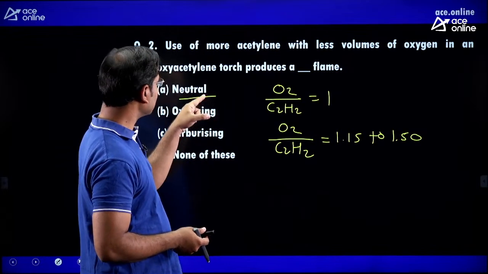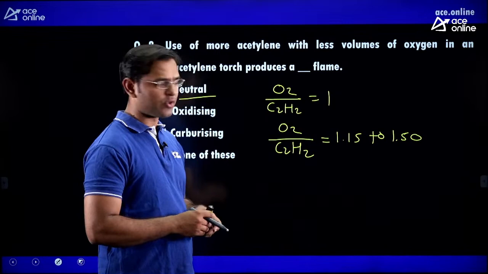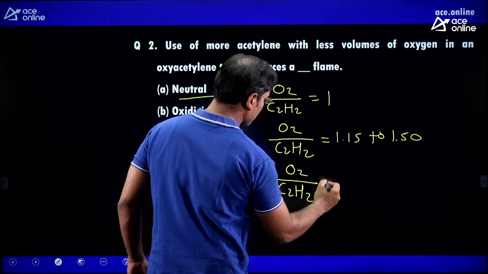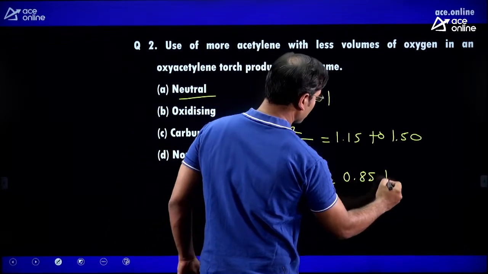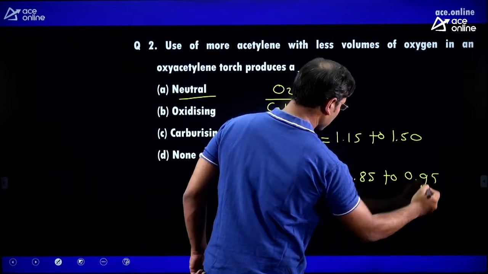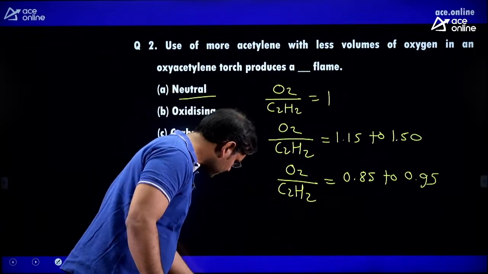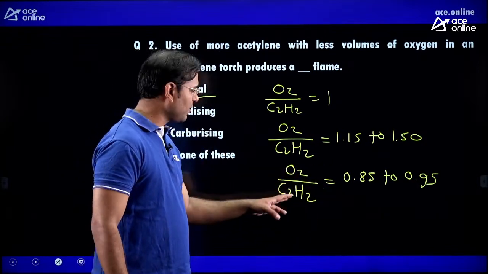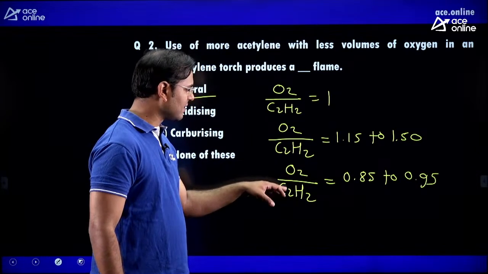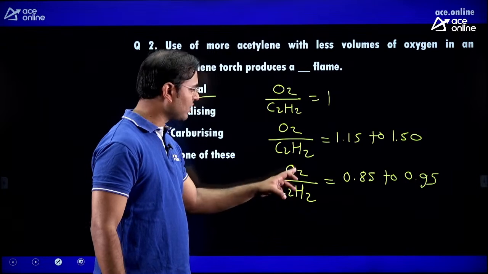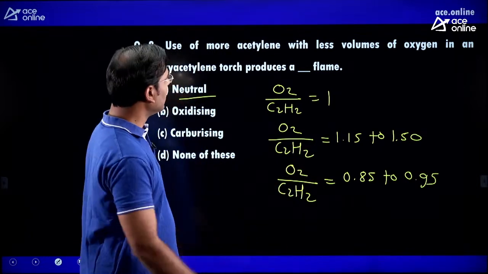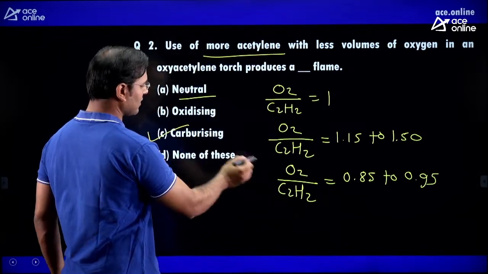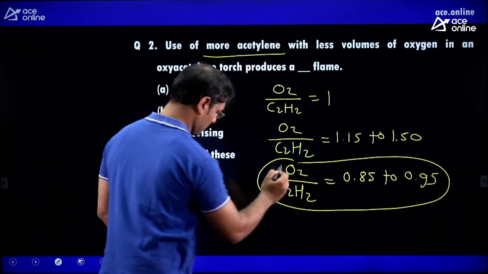But here they are telling more acetylene with less oxygen, so we obtain the ratio O2 to C2H2 equal to 0.85 to 0.95. Here you can see that oxygen is 0.85 to 0.95 of acetylene, meaning oxygen is less and acetylene is more. If the acetylene is 1, then oxygen is 0.85 to 0.95. This question is asking the same, more acetylene, and it happens in the carburizing case. This is the relation of the carburizing flame. Now see the next question.